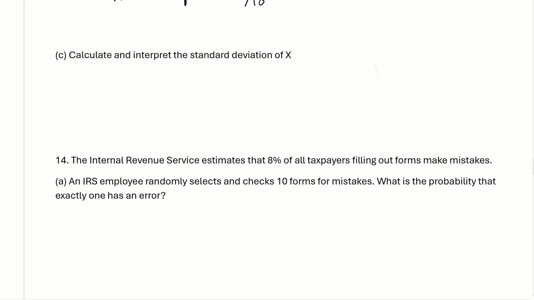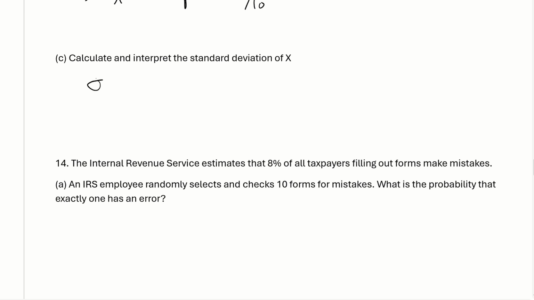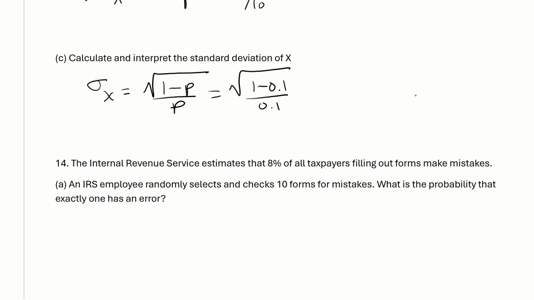Part C, calculate and interpret the standard deviation. So we got sigma x equals, now the formula is square root of 1 minus p, divided by p. So we got square root of 1 minus 0.1, divided by 0.1. And so you get about 9.487.